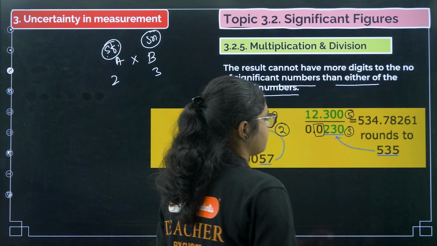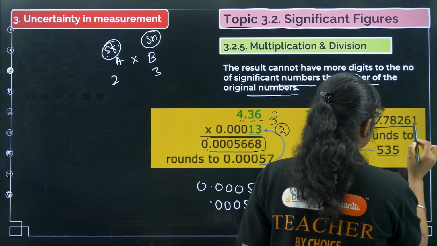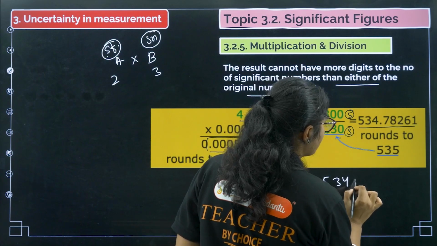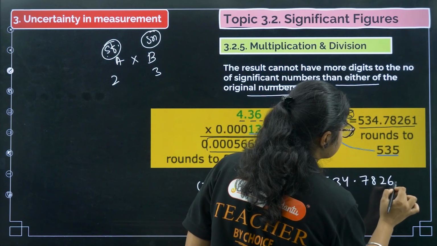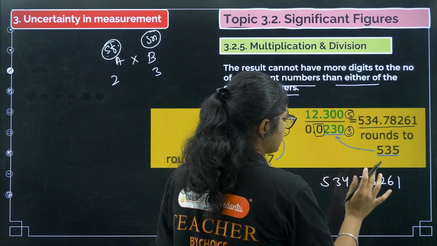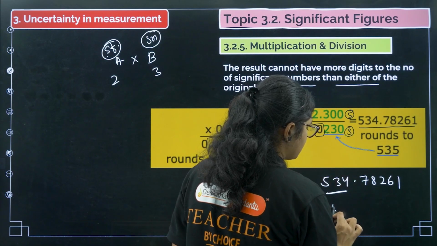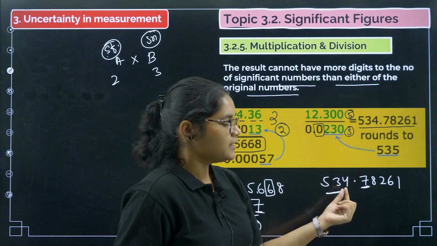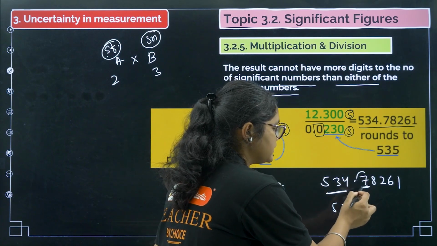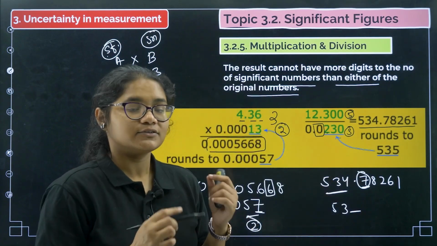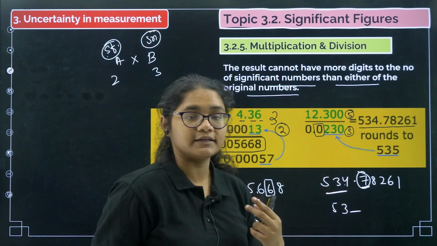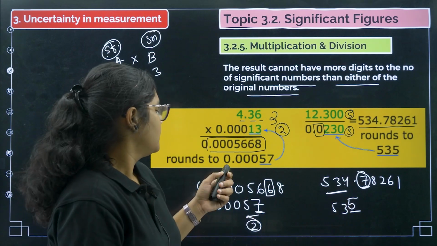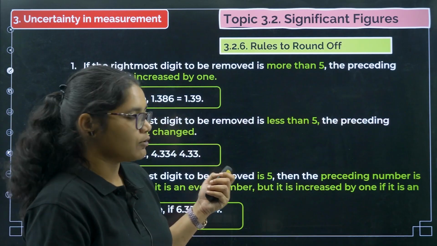Now if I divide these two, we get the answer like this: 5, 3, 4 and 7, 8, 2, 6, 1. But how many significant numbers do I need? I need only 3 significant numbers. So I will write 5, 3. Now the next number here is 7, so I need to check this number. It is greater than 5, so this number will increase by 1. So I will get 535.